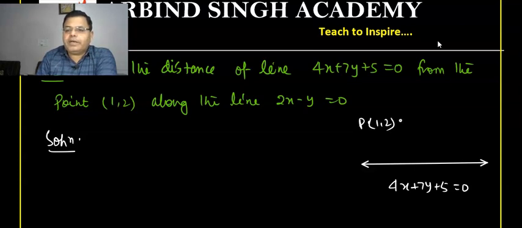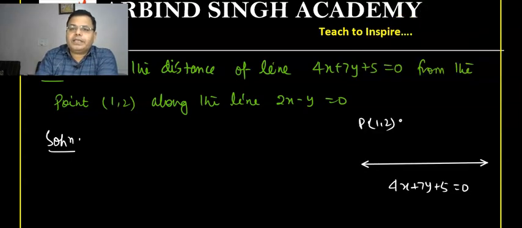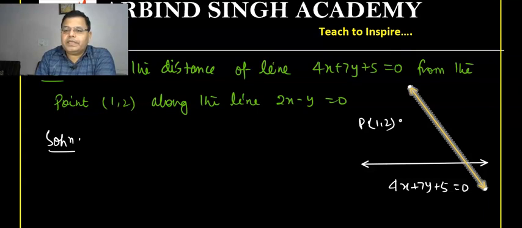And we have to find the distance of this line from here. Right now, we have to calculate the distance. And there is another line, say like this, and this line is 2x minus y. This line is 2x minus y is equal to 0, or y is equal to 2x.